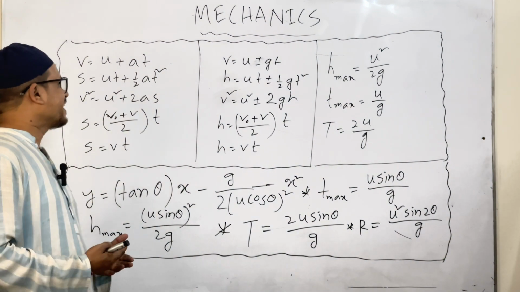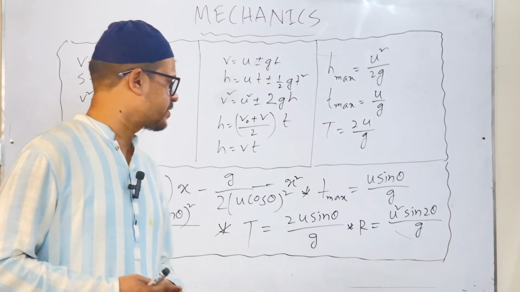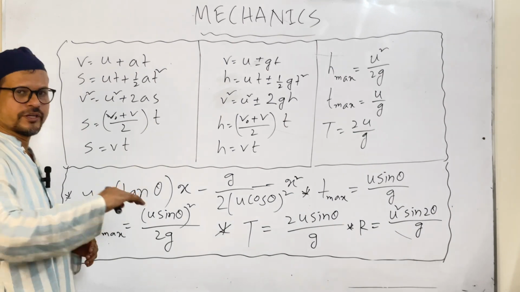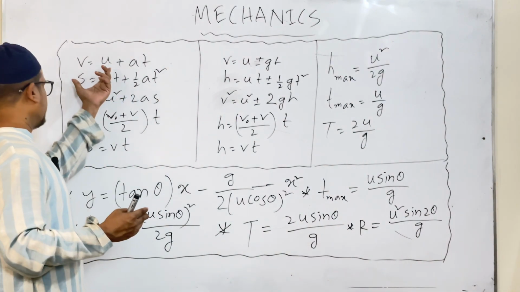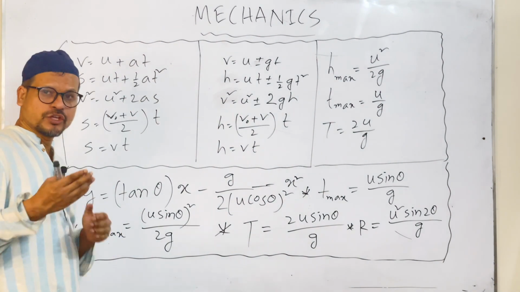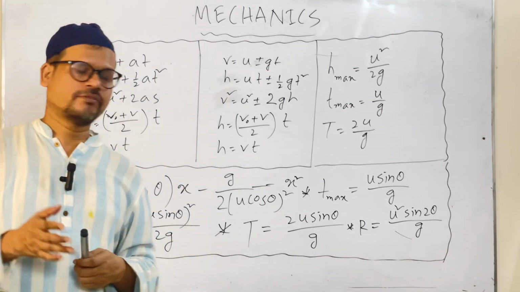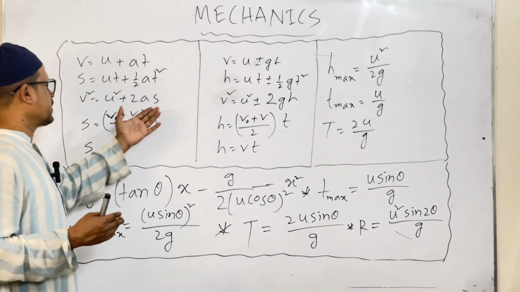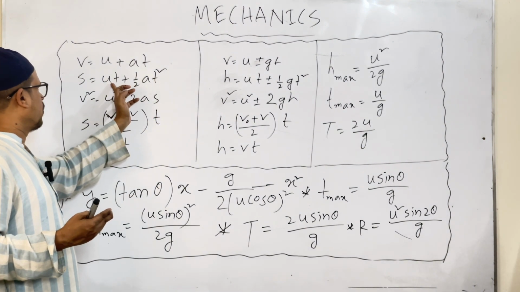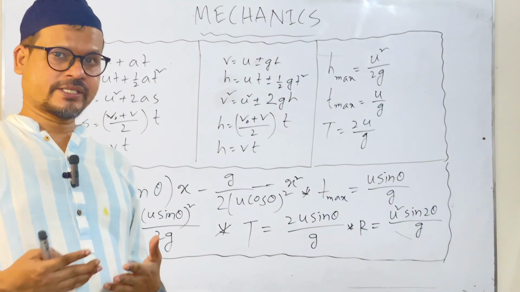Now we will learn mechanics-based formulas. This is actually for straight line motion. We write v equals u plus at, where a is acceleration, t is time, u is initial velocity, and v is final velocity. And s equals ut plus half at square, where s is the displacement completed.